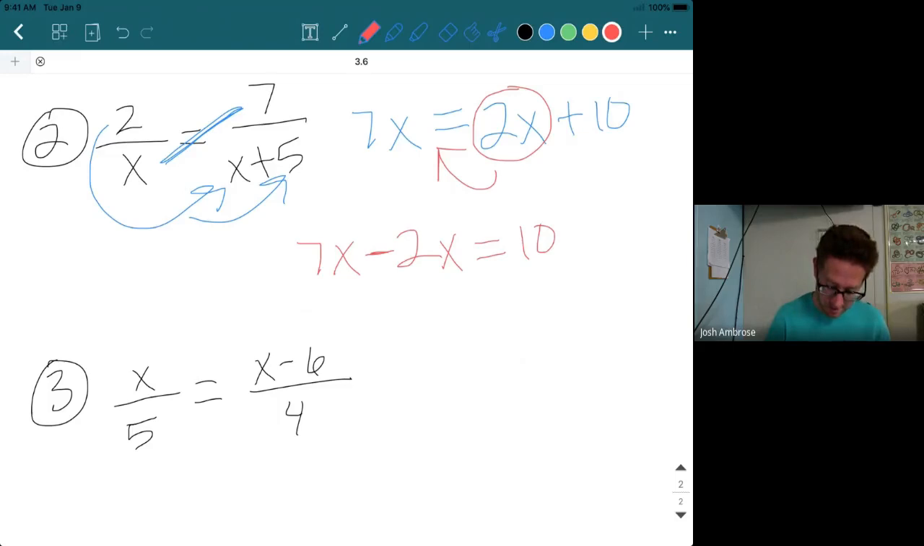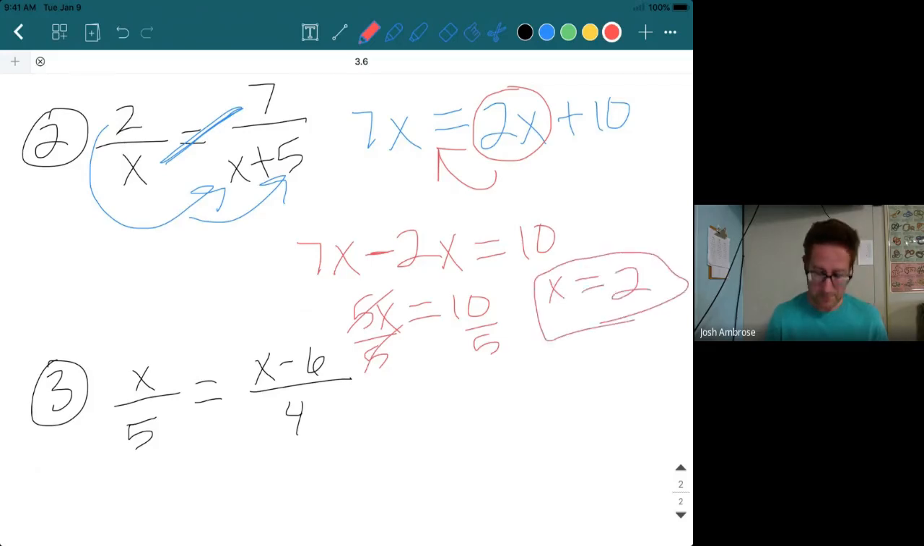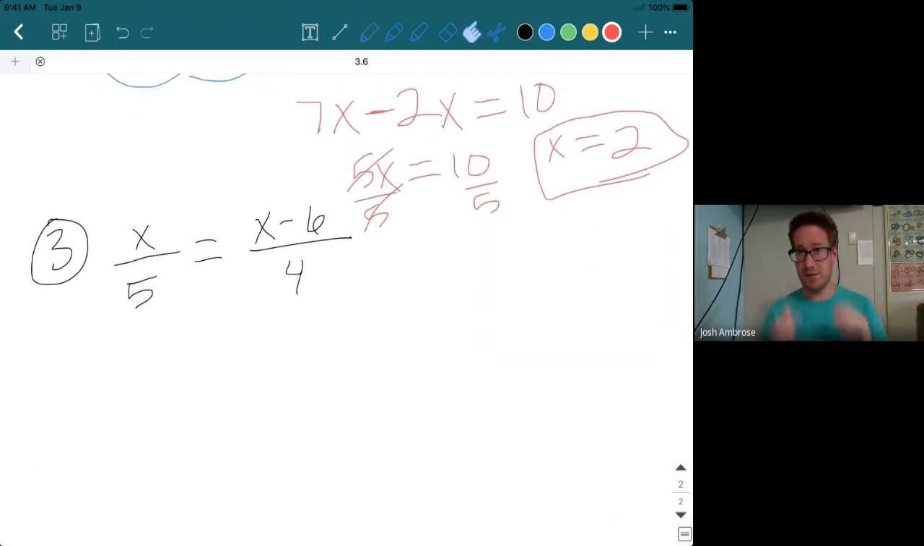equaling 10. 7x minus 2x, 5x equals 10. Isolate that variable, divide, cross out, x equals 2. All right, perfect. Simple steps: cross multiply, use that distributive property, variables on the same side, isolate that variable, there's your solution. All right, guys, this is our last example problem. Last one, video will be done. Here we go.